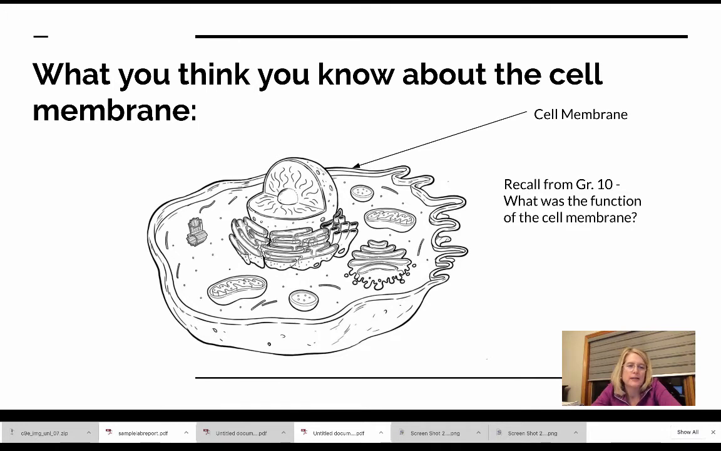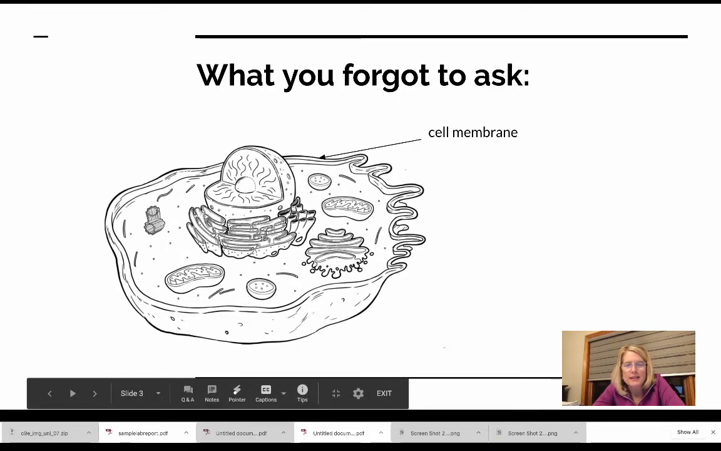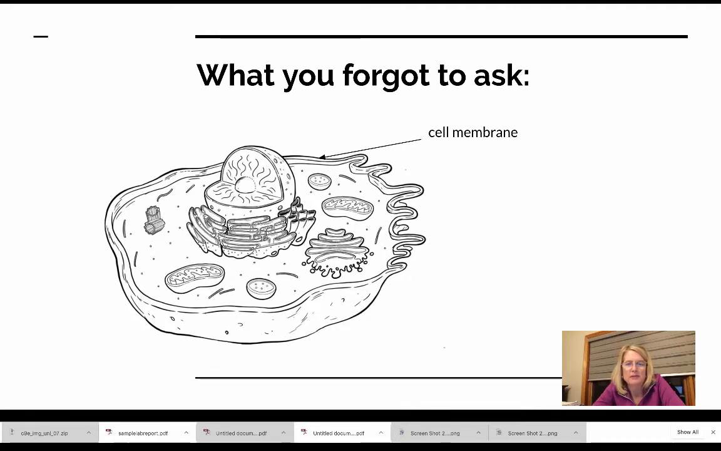And all the grade 10s said, yes, of course, that makes sense. And we said it also lets materials be transported into and out of the cell. And everyone nodded again and said, yes, that makes sense. But what all my grade 10 students always forget to ask is, well, what is the cell membrane made up of? Is it really just this line around the cell? And they forget to ask how. How does that membrane control substances going into and out of the cell?